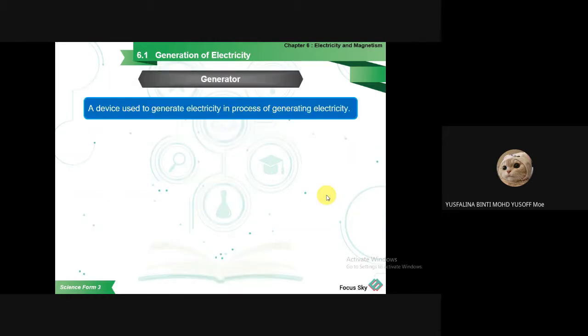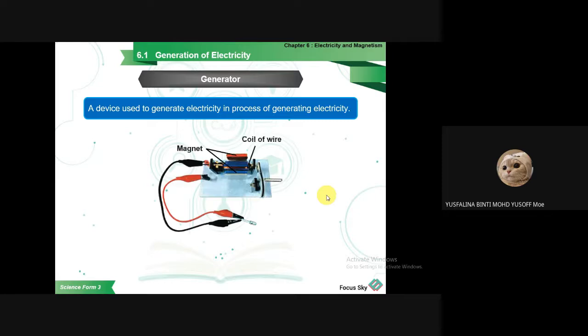All right, what is a generator? A generator is actually a device used to generate electricity. It is a device to produce electricity in the process of generating electricity. So this is an example of a generator.